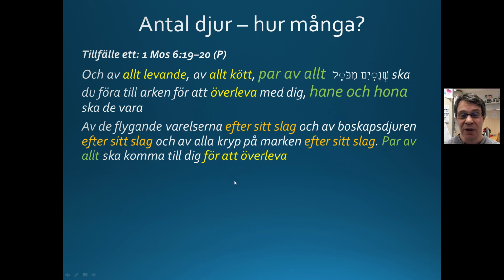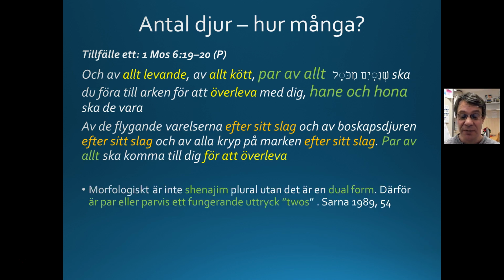Here it is very clear what the point is: from everything that lives you should bring pairs, male and female, of all kinds of animals. And the point is we shall do this to survive. This pair of everything doesn't mean it's shnaim. It's a dual form. So a good way to understand this is pair. It can mean also two, but it's a dual form. In English you could say twos of everything.